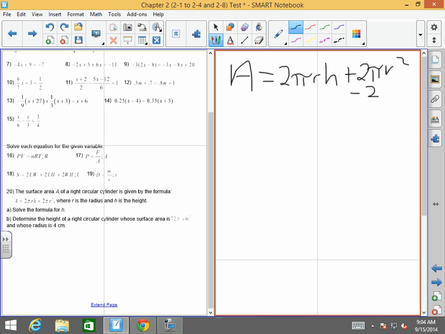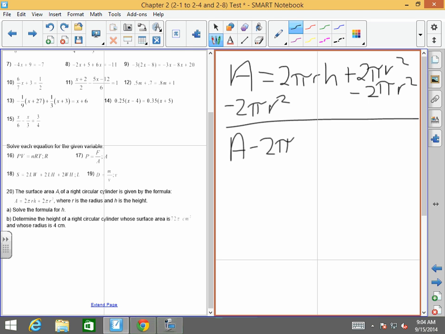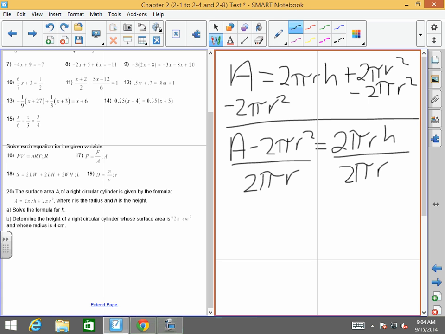So I'm going to subtract 2 pi r squared to both sides, gentlemen, giving me A minus 2 pi r squared. That equals 2 pi r h. Divide by 2 pi r. That looks like a b. H equals A minus 2 pi r squared over 2 pi r.